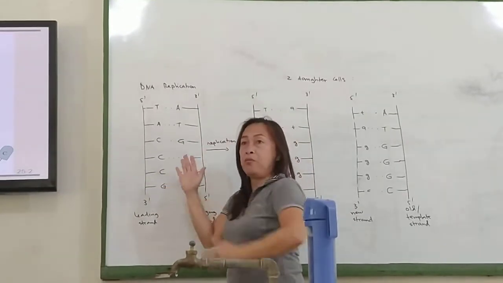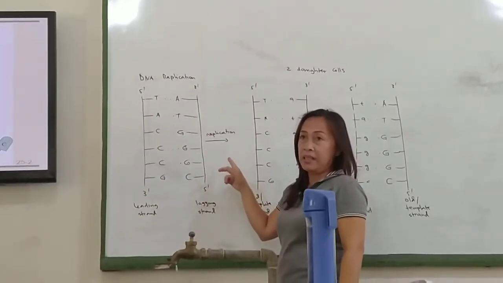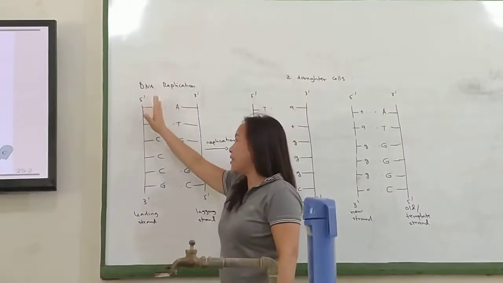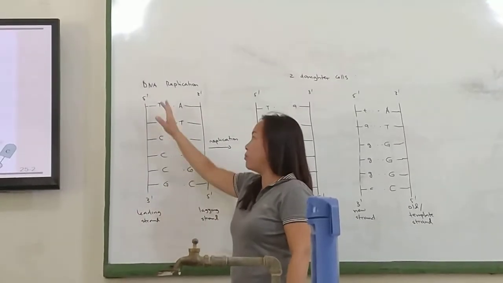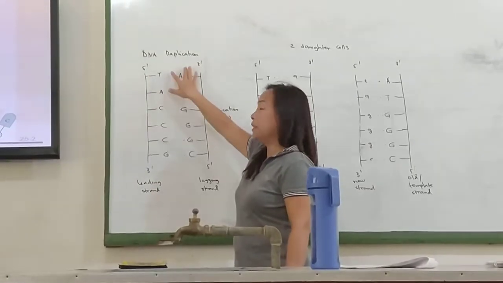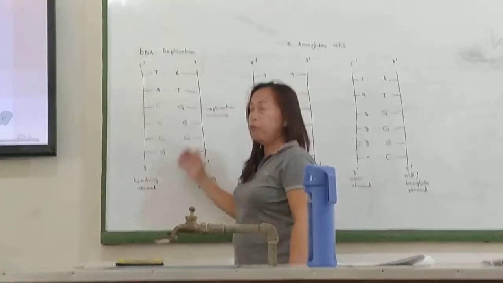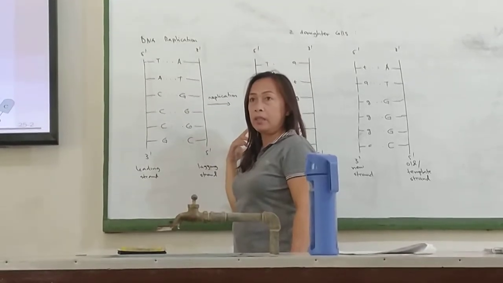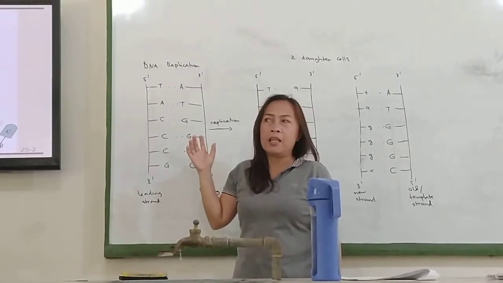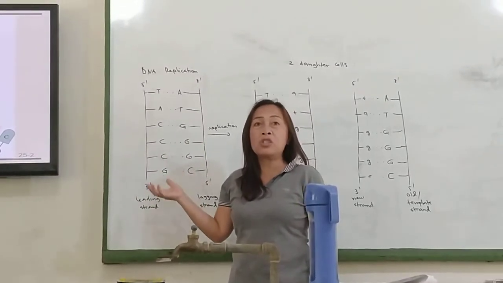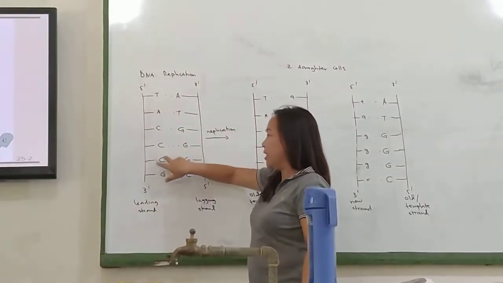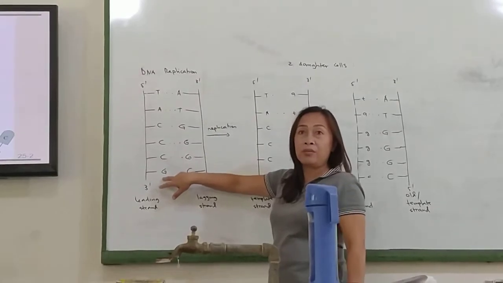Separation of these two strands is a requirement for the replication process, as with the transcription process, because the nitrogenous bases sequence must be exposed. Why? Because this serves as the template or the model for the new strand to form. Now, what is this so-called genetic information? The sequence of these nitrogenous bases is the genetic information.